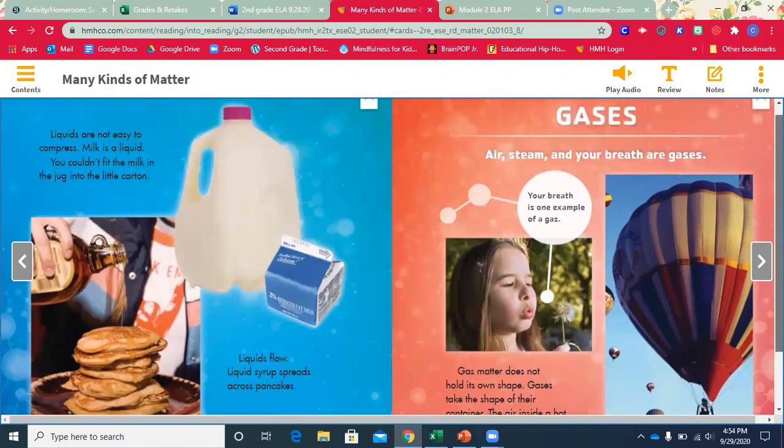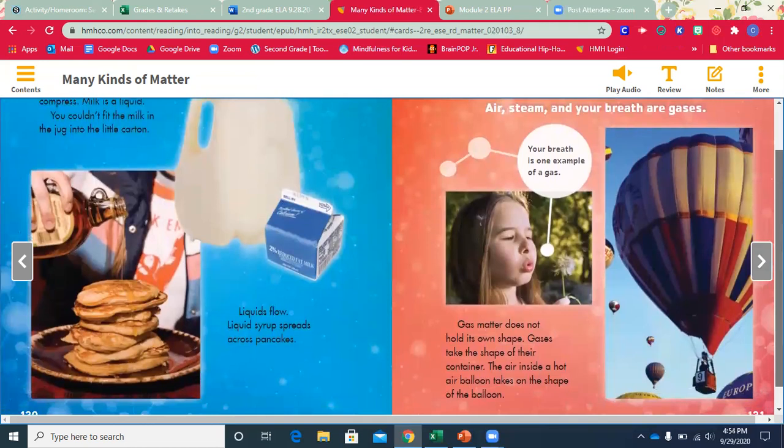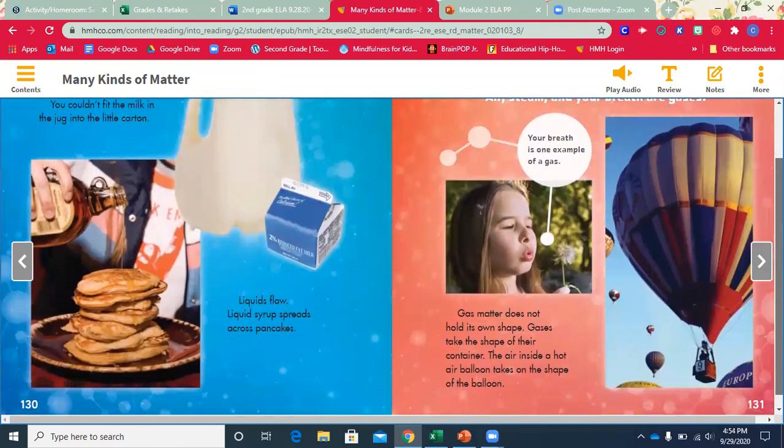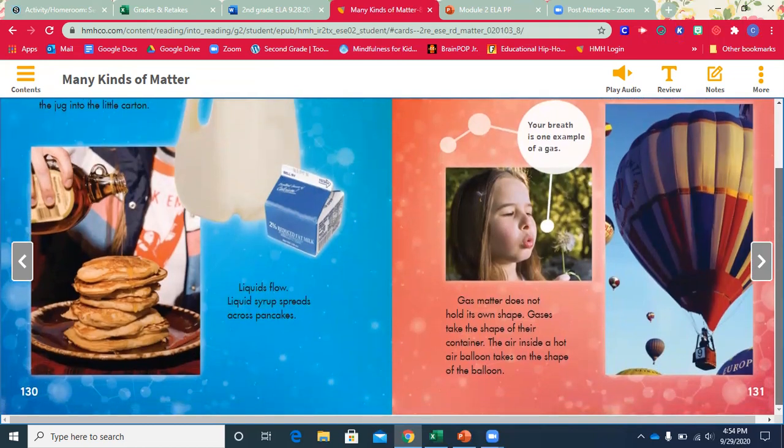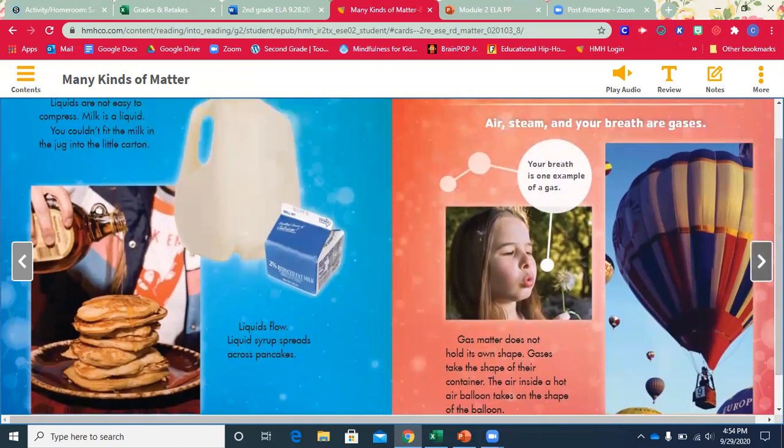Gases. Air, steam, and your breath are gases. Gas matter does not hold its own shape. Gases take the shape of their container. The air inside a hot air balloon takes on the shape of the balloon.